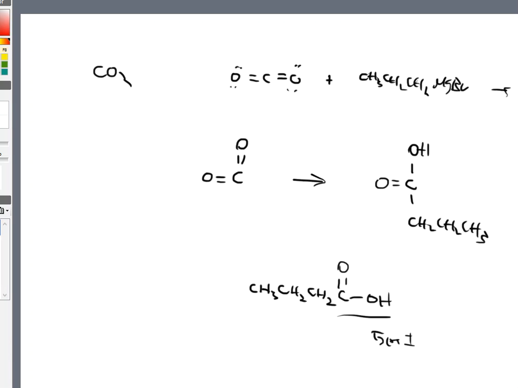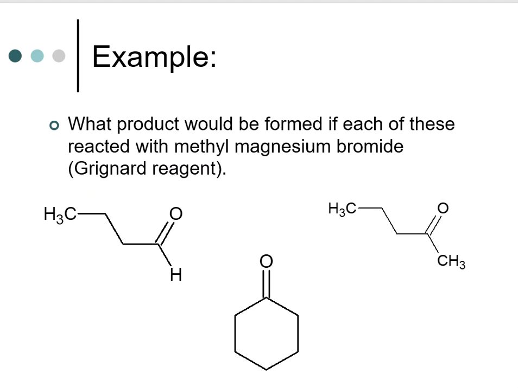All right? Now, here is another example problem that we can look at. And this is what we'll do in the next video. I'm going to cut this one a little short. So this example says, what product would be formed if each of these reacted with methyl magnesium bromide, also known as a Grignard reagent? So here are 3 compounds. The first one is an aldehyde, the middle one is a ketone, and the third one to the right is also a ketone. So they want to know, if these molecules react with the methyl magnesium bromide, what type of product will be formed in the very end.